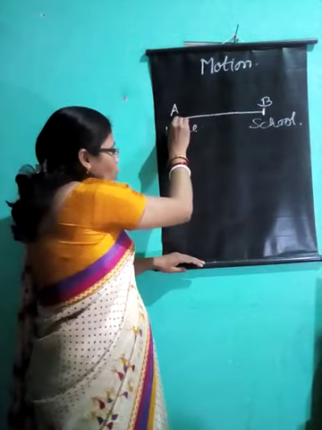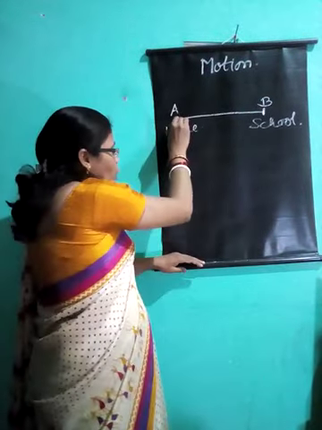Because what happened? He was first staying here. Now his position has changed. Originally his position was at his home. Now his position has changed to the school. Change in position is seen. Since change in position is there, hence we come to know that the boy has moved or he was in motion. Now, what is motion?